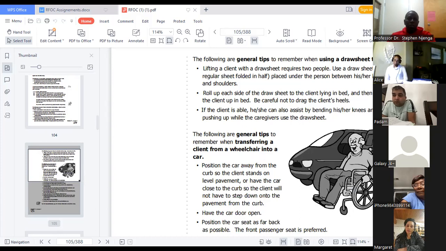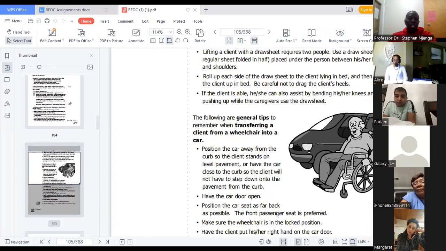So this is what you need to remember when you're transferring a client from a wheelchair to the car. You position the car away from the curb so the client starts on level pavement. And you can see the picture, those who have the green book, because I'm sharing the screen, you can see the position. Or have the car close to the curb so that the client will not have to step down to the pavement from the curb. Have the car door open.